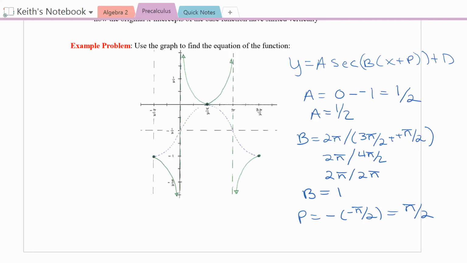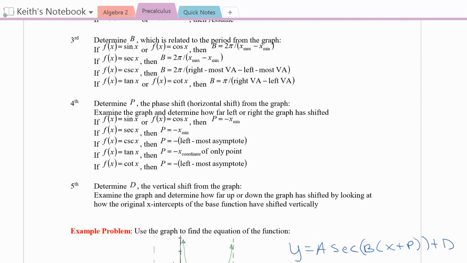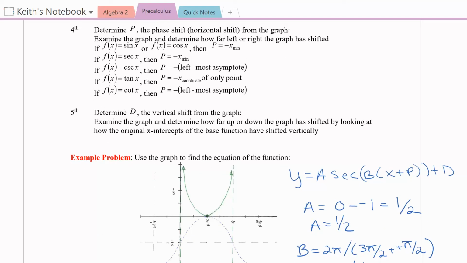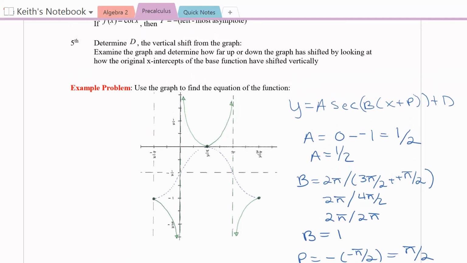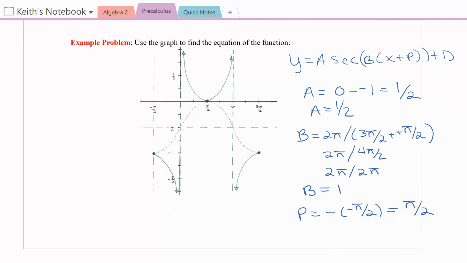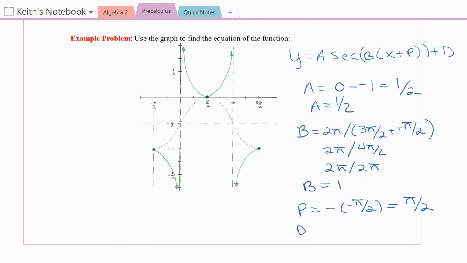And then the vertical shift. You want to examine the graph and determine how far up or down the graph has shifted by looking at the original x-intercepts of the base function and how they've shifted. Normally for cosine, this point at 0 should be up here, but it is now at -1/2. So that means your vertical shift is down 1/2.